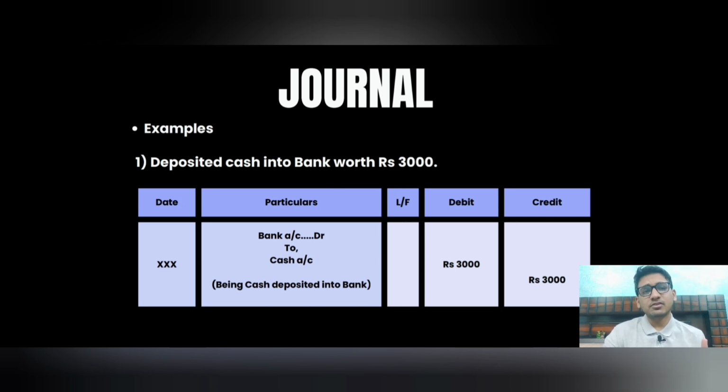We know that the journal entry will be bank account debit to cash account, because as we are depositing the cash into the bank, the bank is the receiver of the money, and on the other hand, from the business the cash is moving out. So that is why bank account debit to cash account, 3,000.